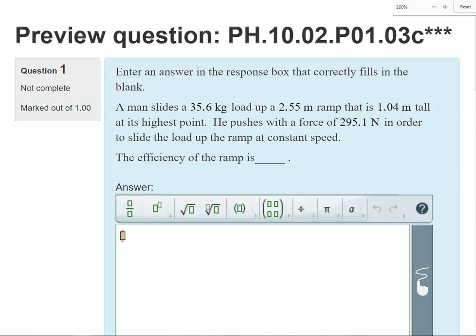Okay, try that one. Get some scratch paper. Competing for treats here.